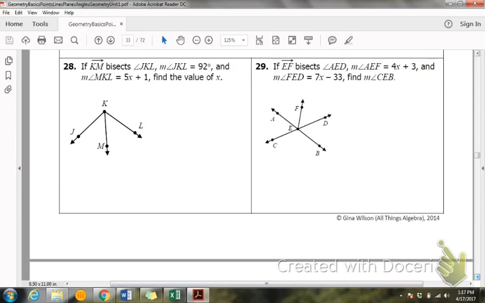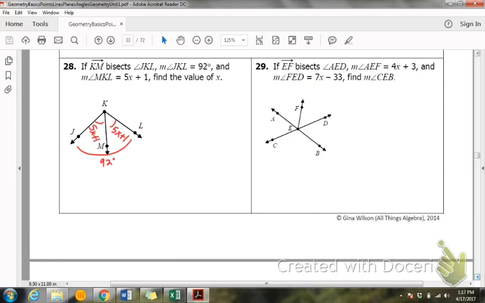I know that these two are the same. This big one out here is 92. Then it says MKL is 5x plus 1. So in here is 5x plus 1. Am I just going to set 5x plus 1 equal to 92? No, because that's not going to make sense. Go ahead, Katie. 5x plus 1 twice, right? Because if these are the same, then angle JKM is also 5x plus 1.